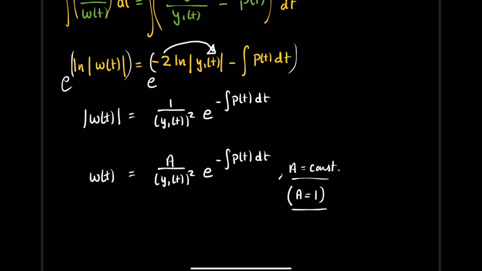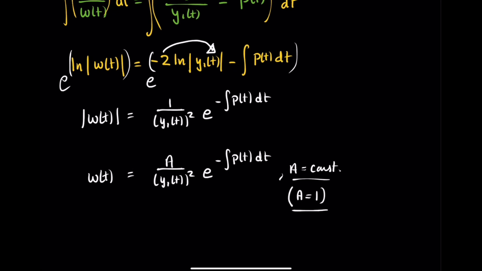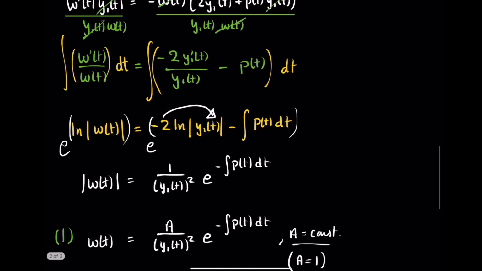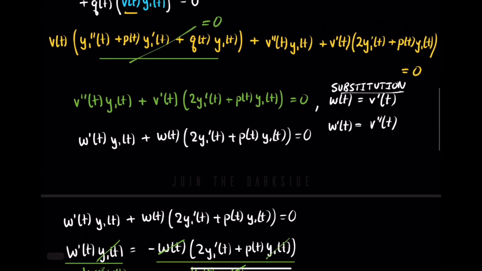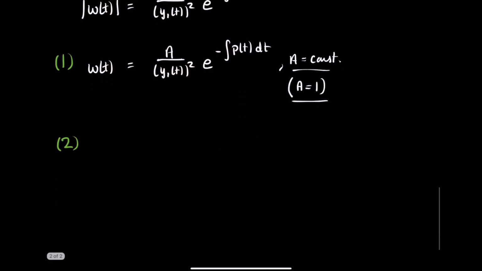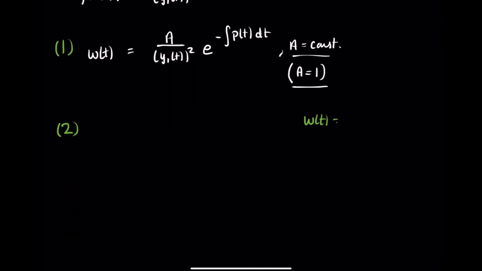Okay. And so this is now your first step for finding y2 given y1. You find w(t), and then your second step is actually the substitution that we did up here. So you have to undo the substitution. This substitution said that w(t) equals v'(t).